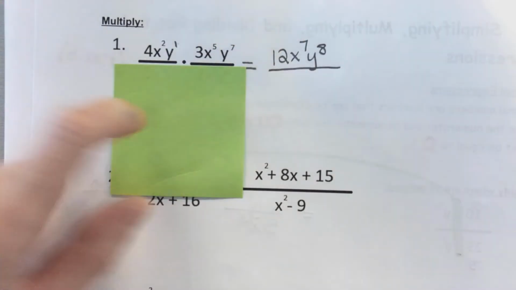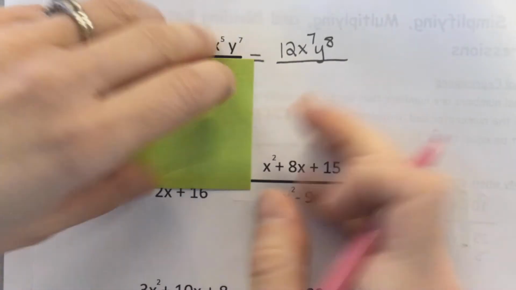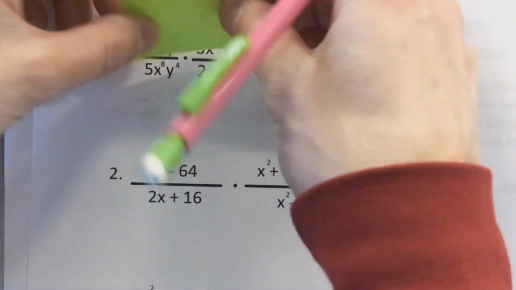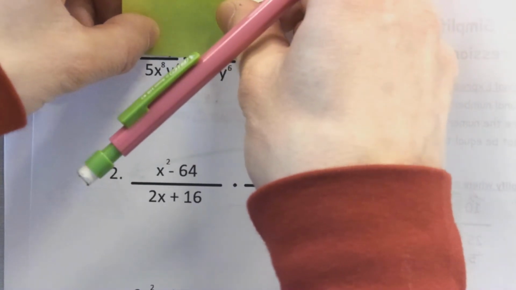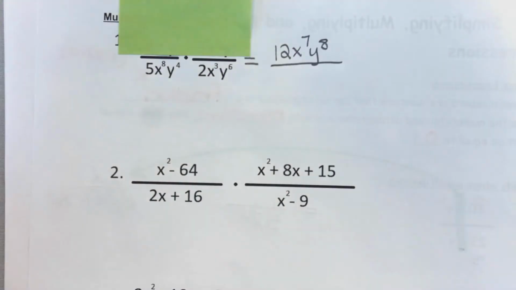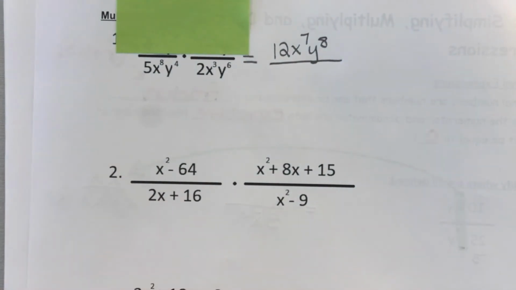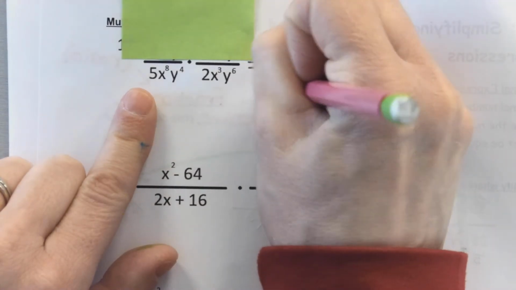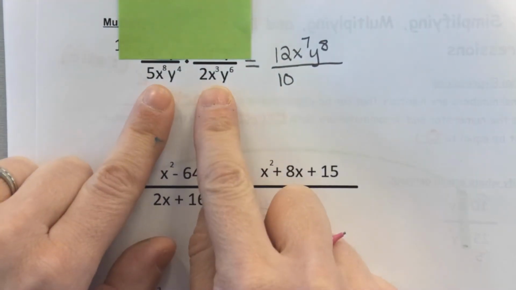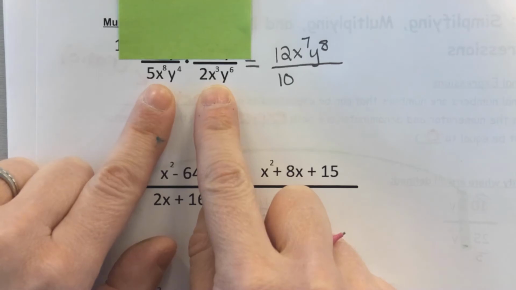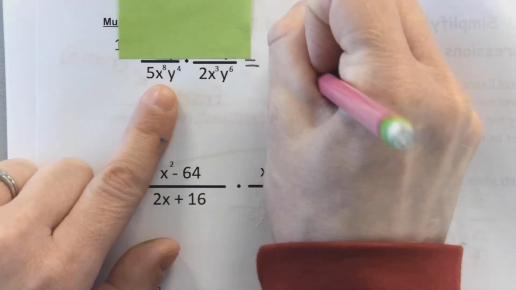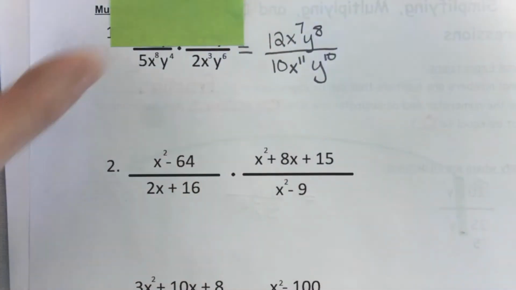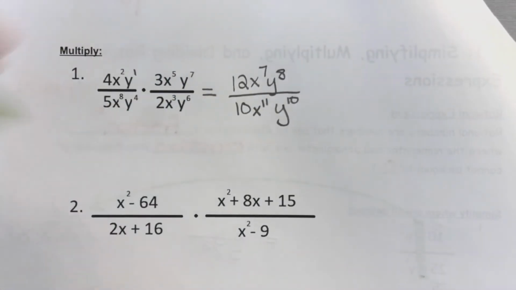So now my numerator is all set. And I'm going to move my sticky note. Look at how handy the sticky note is today. Who knew? All right, so now I'm going to cover up the top. Again, too much. 5 times 2, 10. We multiply those coefficients. Let's add our exponents. X to the what? Y to the what? 10. All right, so now this looks like number 1 that we just did.